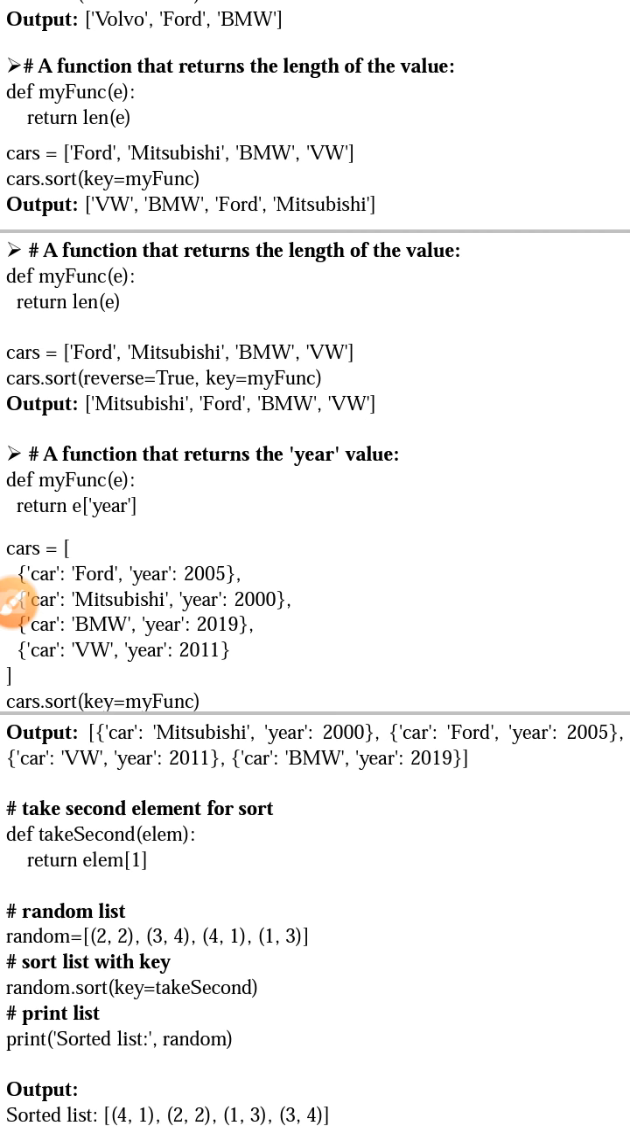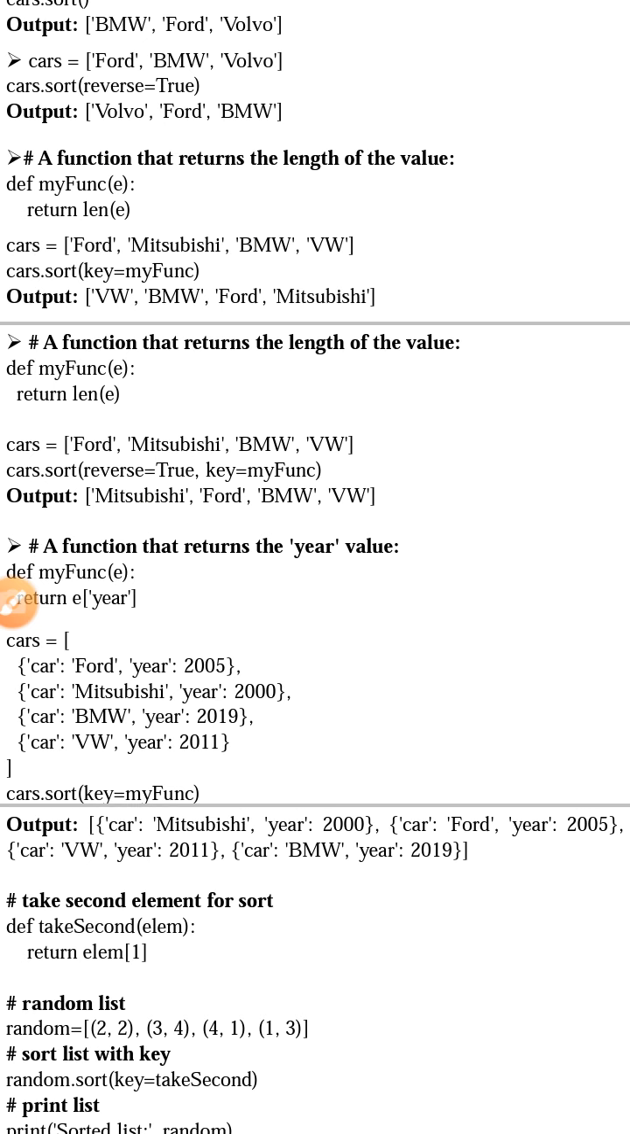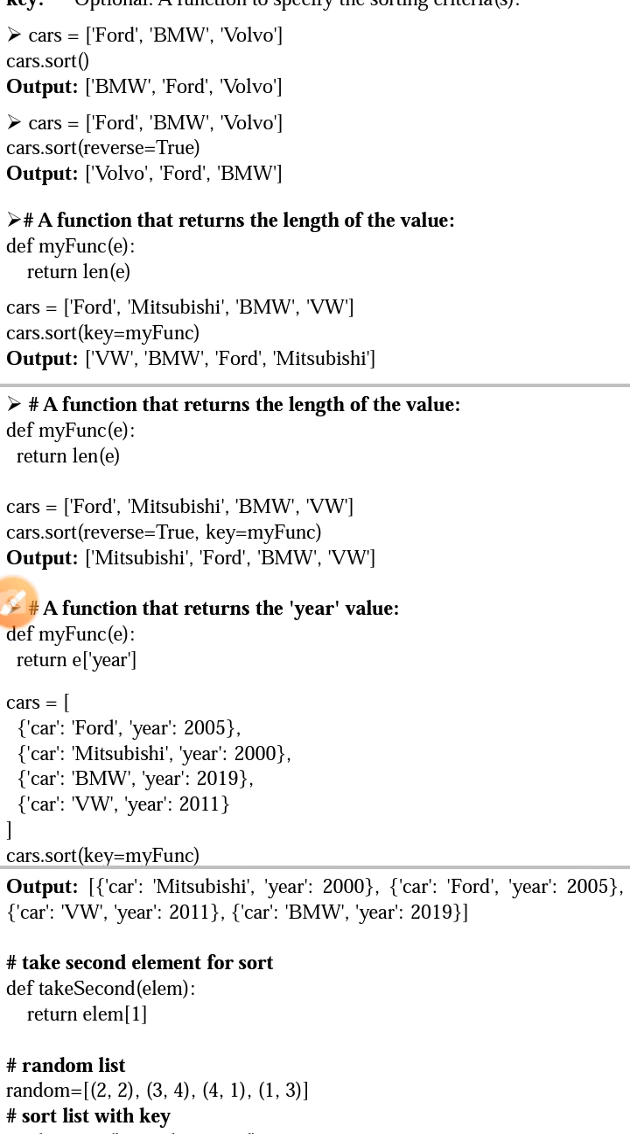Hence if you observe the output, we have seen VW, BMW, Ford, Mitsubishi, because my function is calculating the length of each parameter which we have passed. And as per our list elements, VW is the smallest element, hence it is printing first, then BMW, then Ford, then Mitsubishi.